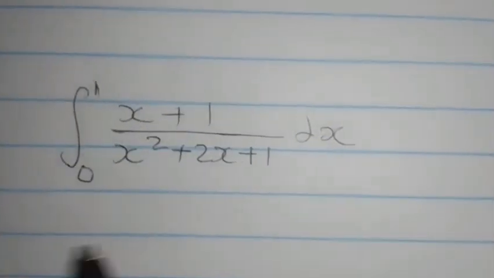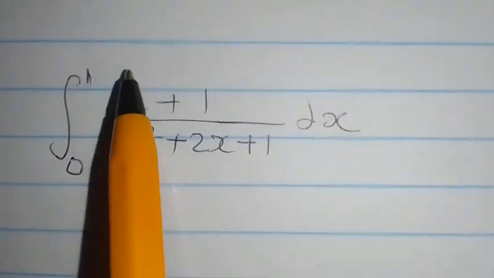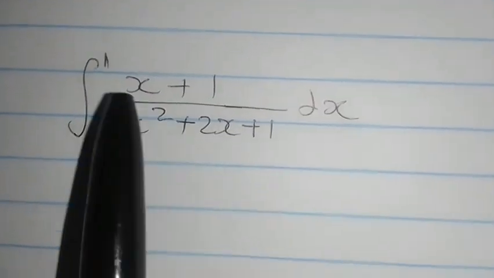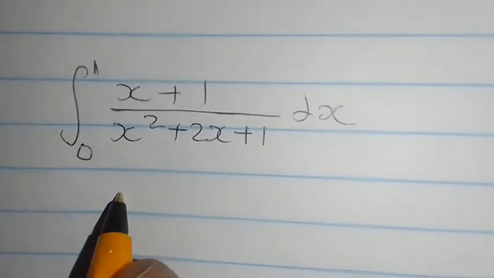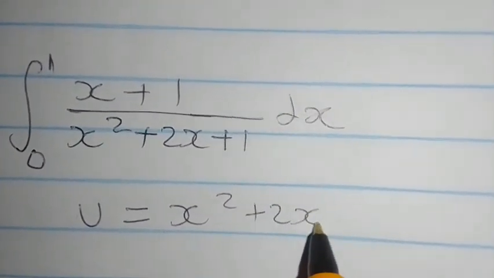Now in this video I'm just going to basically do a quick revision of substitution and integration by parts. So now if we look at this problem, suppose you want to use substitution on this problem. So we're going to substitute the denominator: u equals x squared plus 2x plus 1.